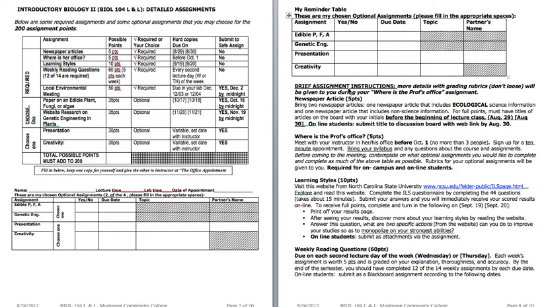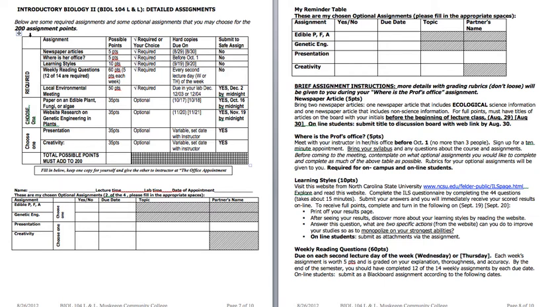Okay. This is how you're going to earn your grade. Now, the very first thing that we need to look at is the fact that there are 200 points available for this section I'm going to talk about. So these are the assignments.